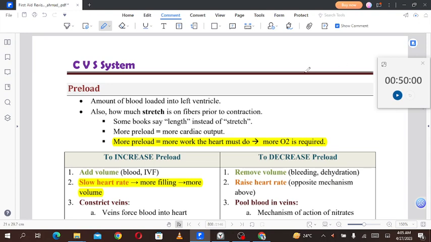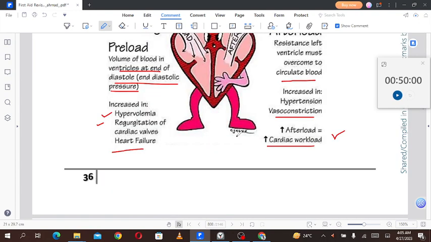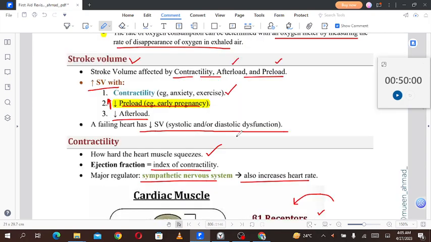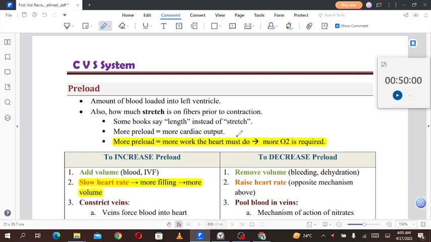So over here, we are going to talk about the preload. Before that, we were discussing the difference between the preload and afterload, and we had a very broad discussion about cardiac output and stuff like that. So let's move forward to the preload.